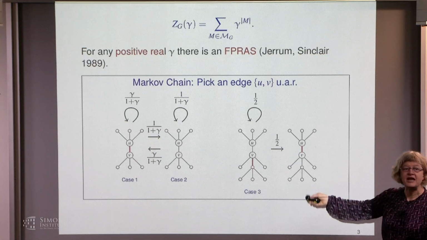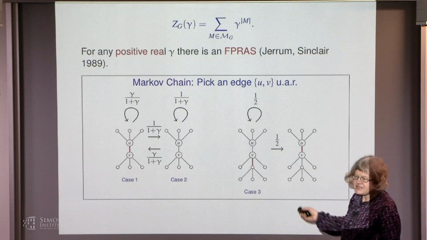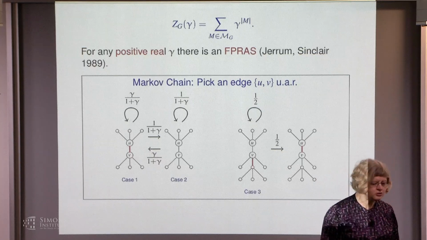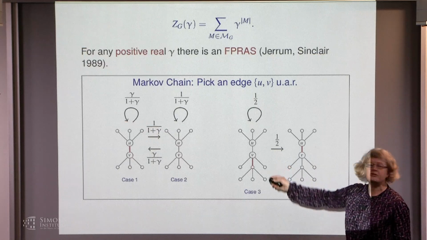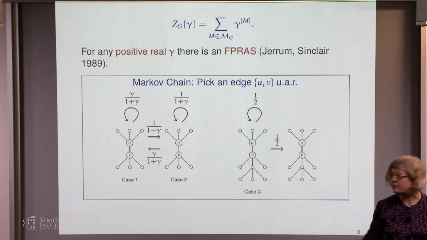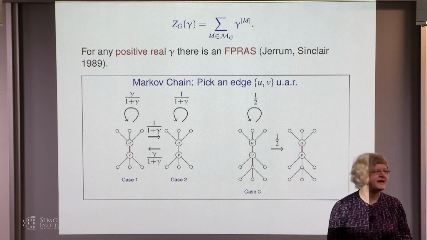So one, if you look at the chain, it's easy to show that the stationary distribution is exactly what you want. And it's harder to see that it's rapid mixing, but that's what they showed. But you can see that it's really important that gamma is a positive real number, because otherwise these transitions don't really make sense.